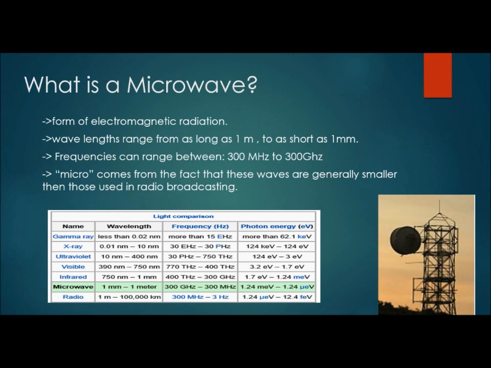So what is a microwave? It's simply a form of electromagnetic radiation, where these wavelengths can range from as long as 1 meter to as short as 1 millimeter, with frequencies anywhere between 300 megahertz and 300 gigahertz. Micro comes from the fact that these waves are generally smaller than those used in radio broadcasting, as you can see in this light comparison chart down here.